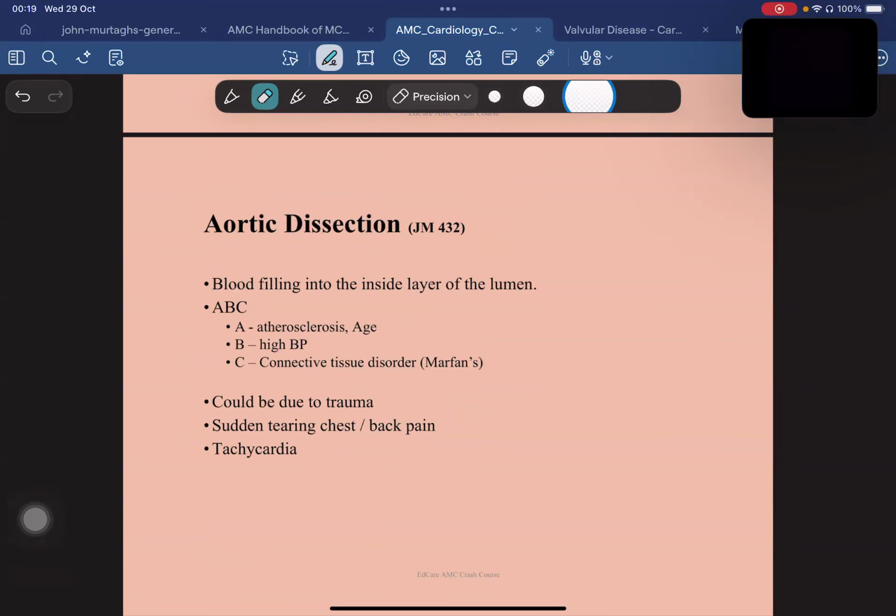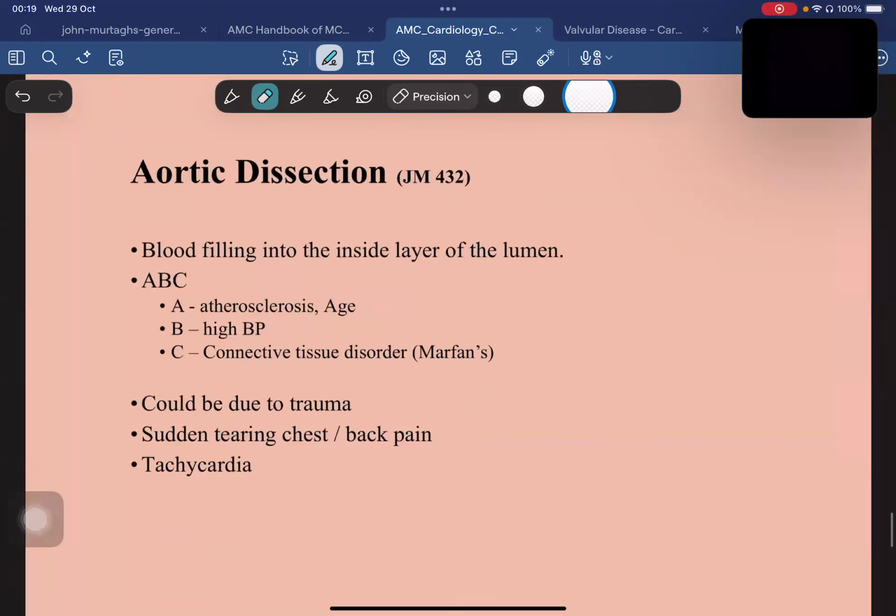So again, aortic dissection, that is blood filling into the inside layer of the lumen of the aorta. I remember this as ABC. When it comes to aortic dissection, A is atherosclerosis, and the age matters, old age. B stands for blood pressure, increased BP. And C, I would remember as connective tissue disorder, Marfan's.